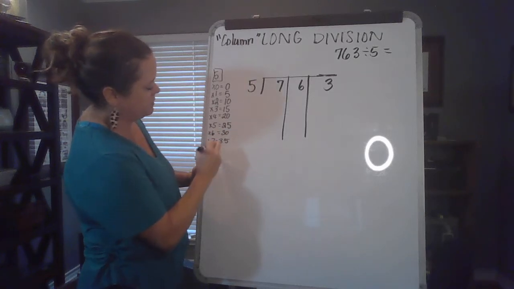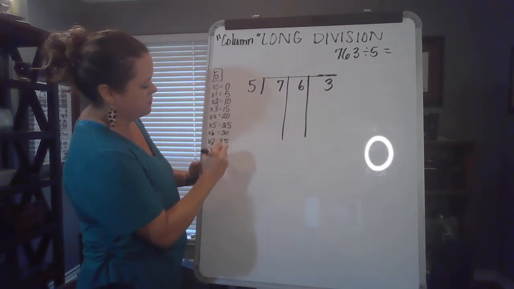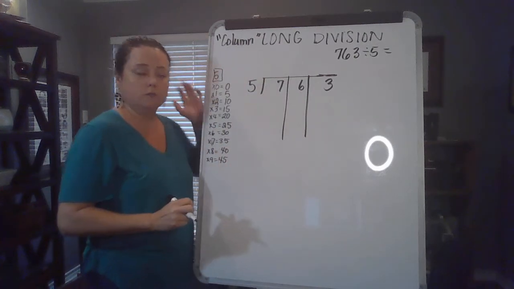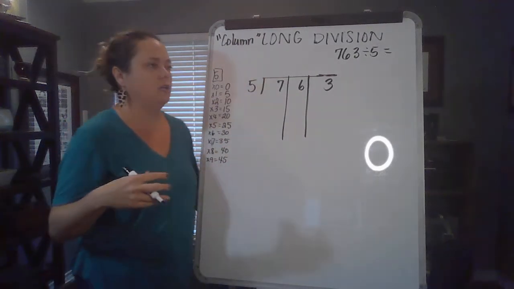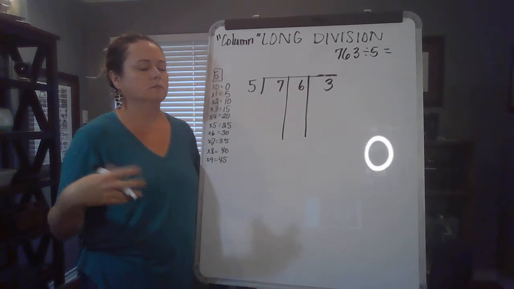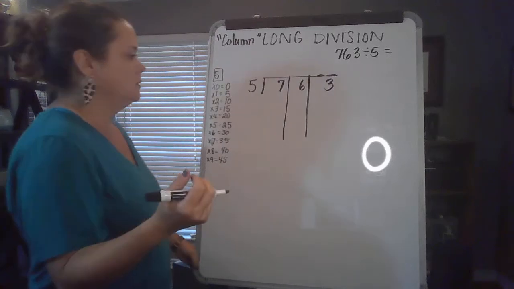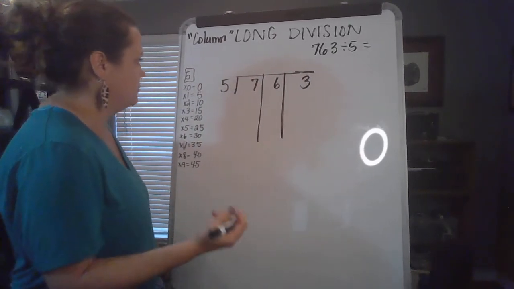I'm missing number 7, 8, 9. There we go. 40, 45. Okay. So I'm going to teach you this in a way that seems elementary, if you will. I'm going to go very baby step with you.